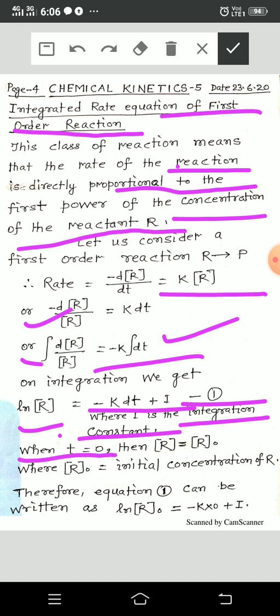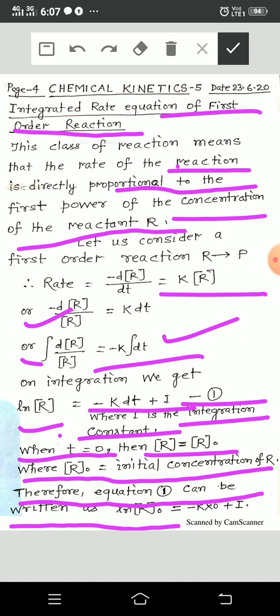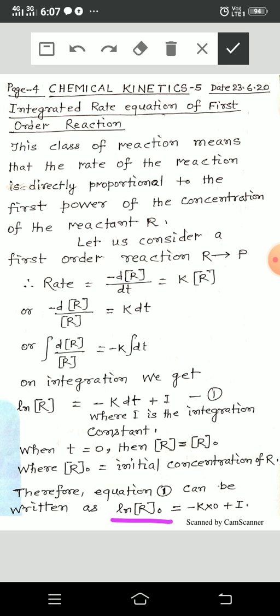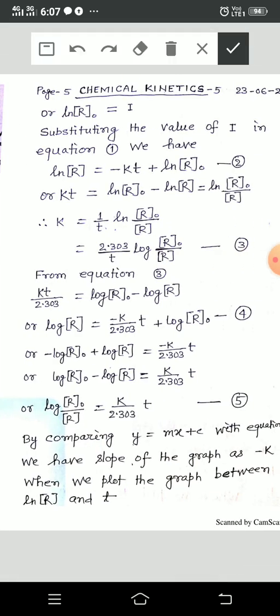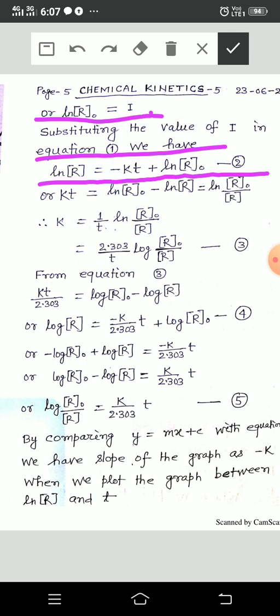When t becomes equal to 0, naturally the concentration of R becomes equal to the initial concentration, that is R naught, where R naught is the initial concentration of R. Therefore equation 1 can be written as ln R naught is equal to minus k multiplied by 0 plus I, or ln R naught is equal to I. When you substitute the value of I in equation 1, we have ln R is equal to minus kt plus ln R naught, that is equation 2.